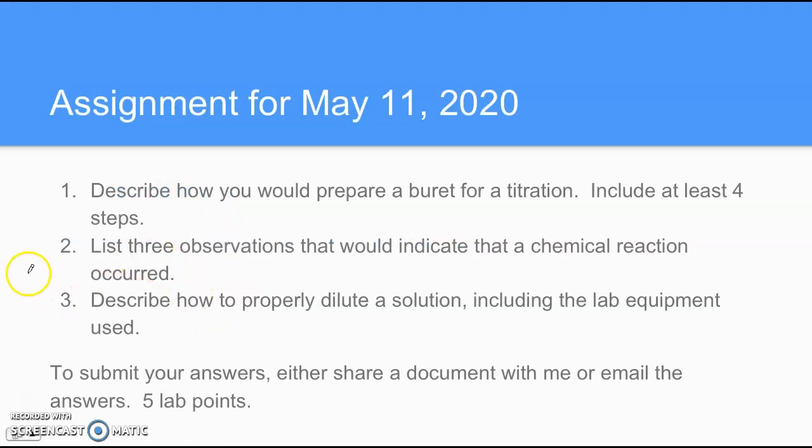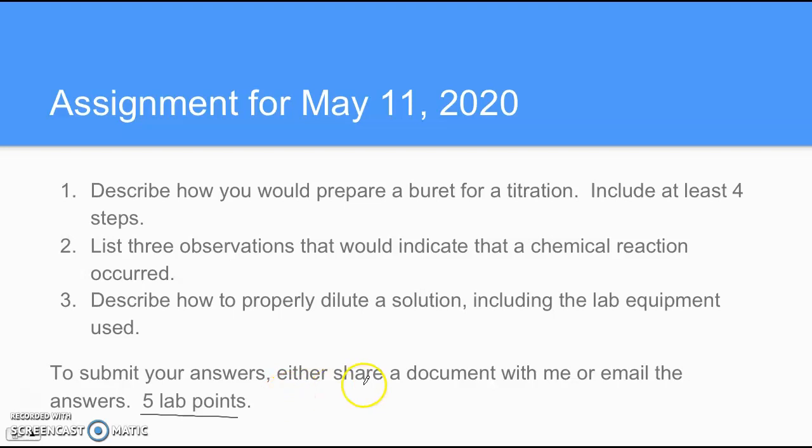Okay, and here's your assignment. So one, you want to describe how you would prepare a burette for a titration and make sure you include at least 4 steps. 2, you want to list 3 observations that would indicate that a chemical reaction occurred, so 3 indicators of a chemical reaction. And then 3, describe how to properly dilute a solution, including the lab equipment used. And this is for 5 lab points.